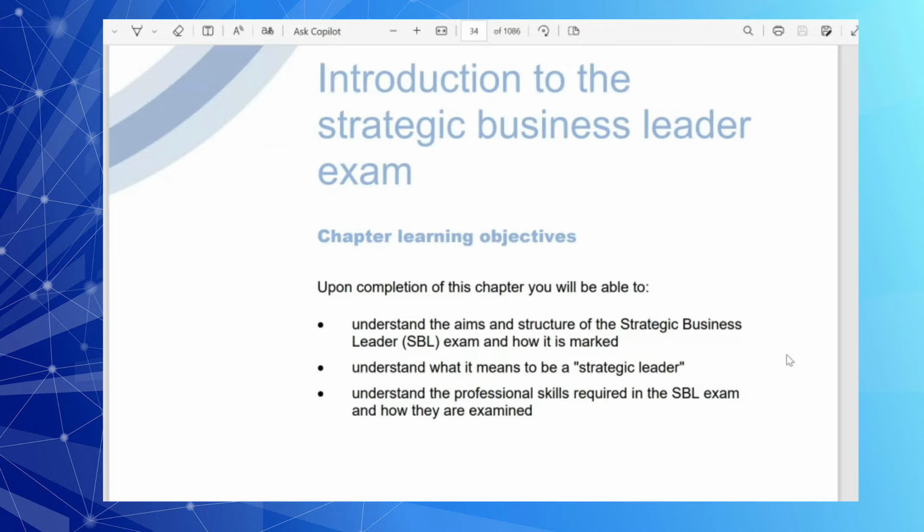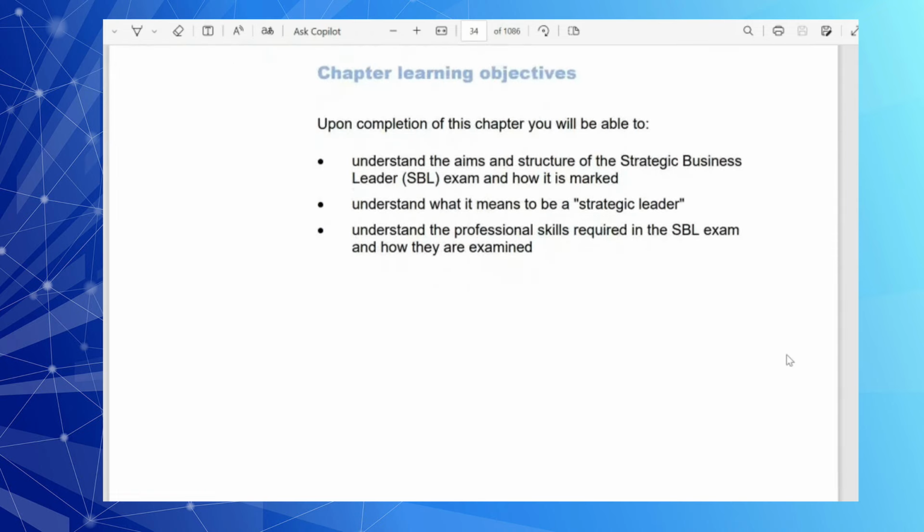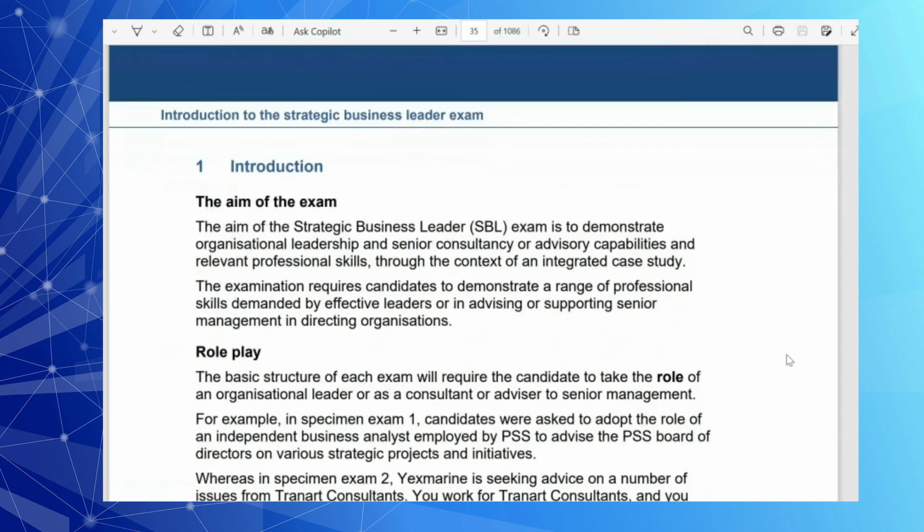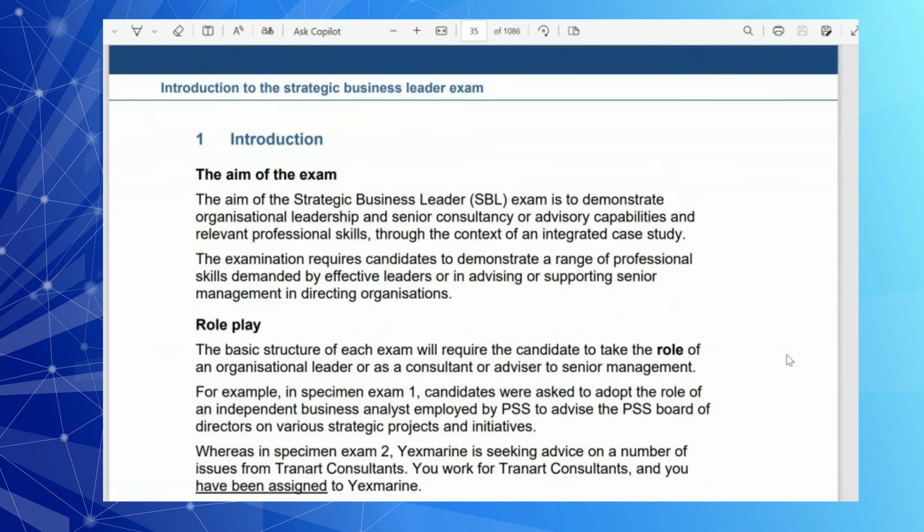It gives you an understanding of the Strategic Business Leader exam, how it is marked, and how you will become a strategic leader. This is where your leadership skills are being polished. You definitely have leadership skills, and now it's time to polish them and become a professional, in the way you present yourself in the coming days. Maybe you already have a job and are just upgrading yourself with the qualification, so it will definitely help you.